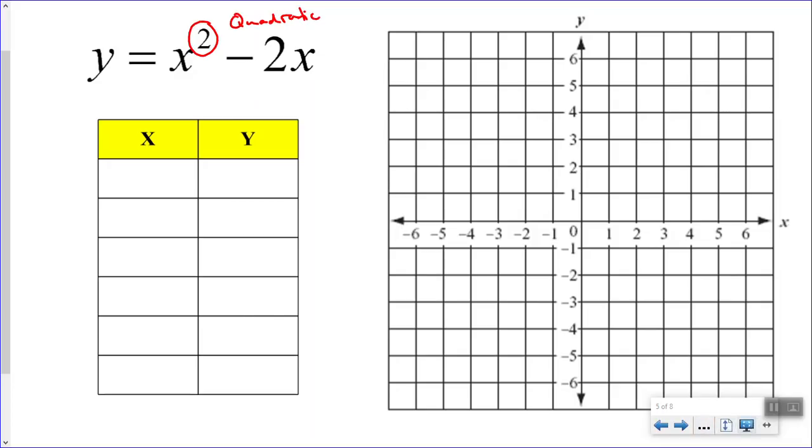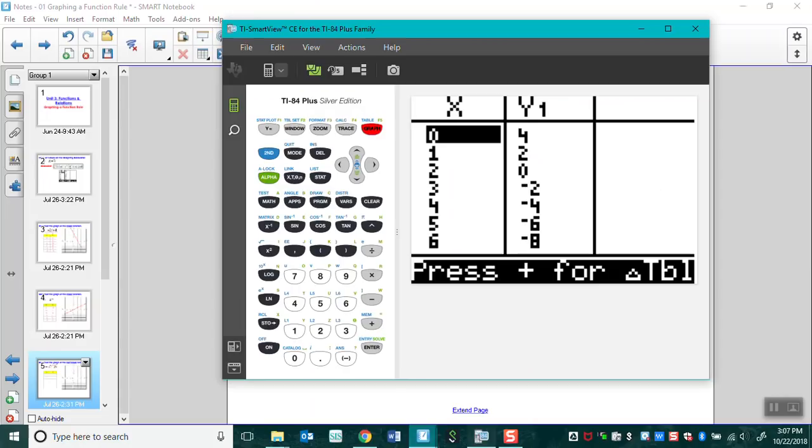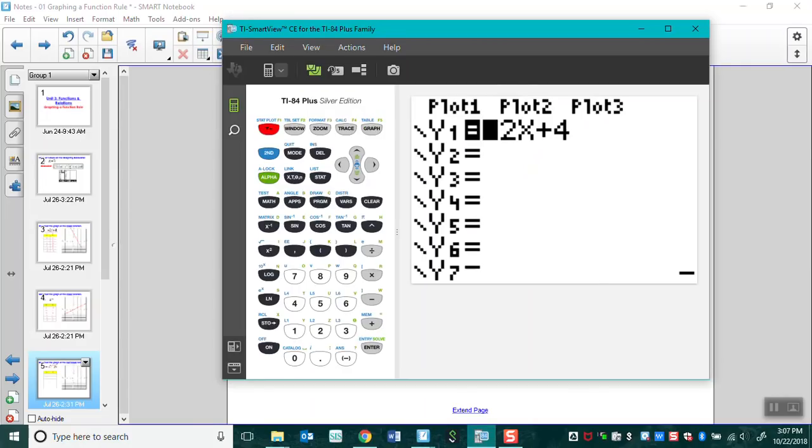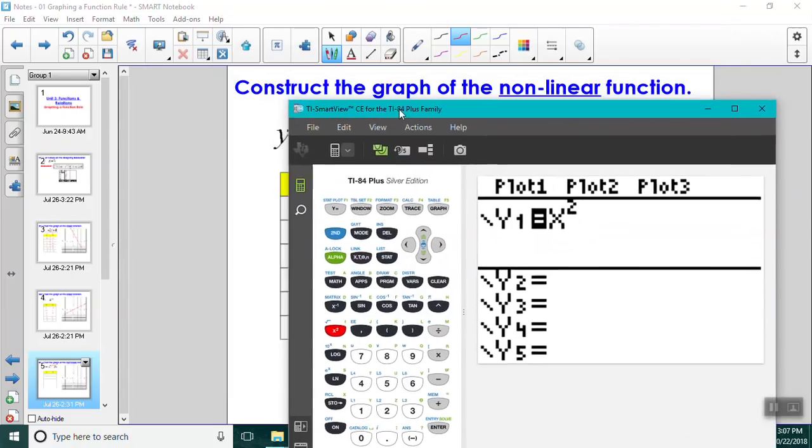So remember that when we want to put those squared values in our calculator, we're going to come back to y equals, we'll clear this out. We have x, and then we use the squared button. And then what else do we need?